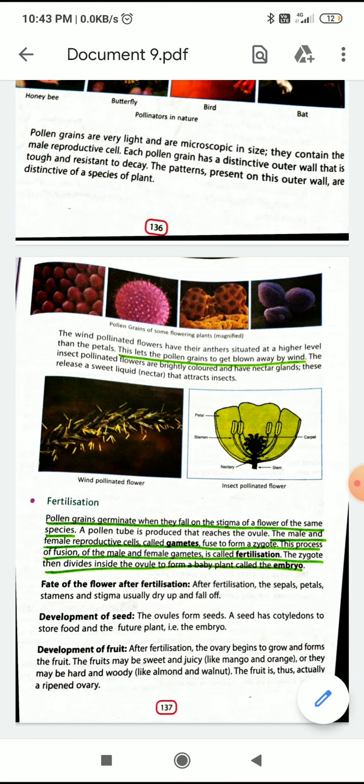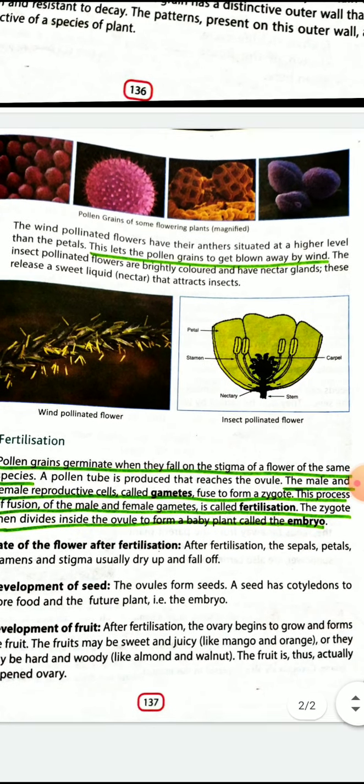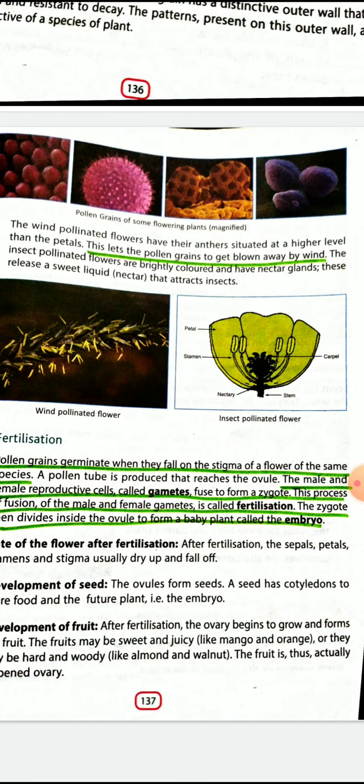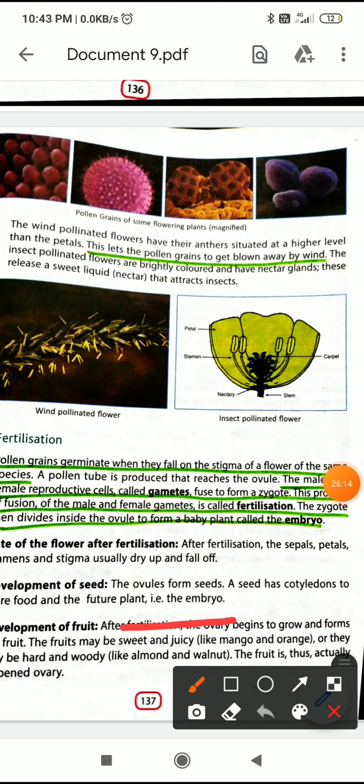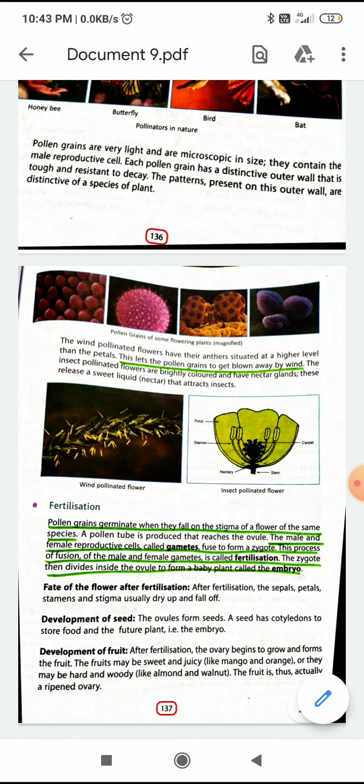Next is what? Development of seed. Ovules form seeds, and the seed has cotyledons to store food for the future plant, that is the embryo.